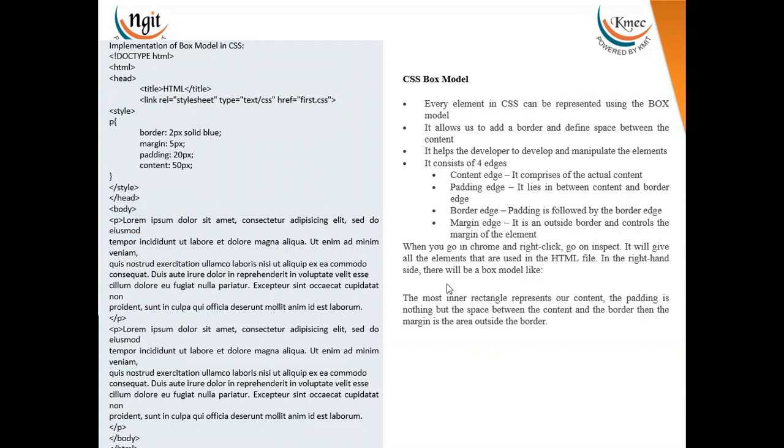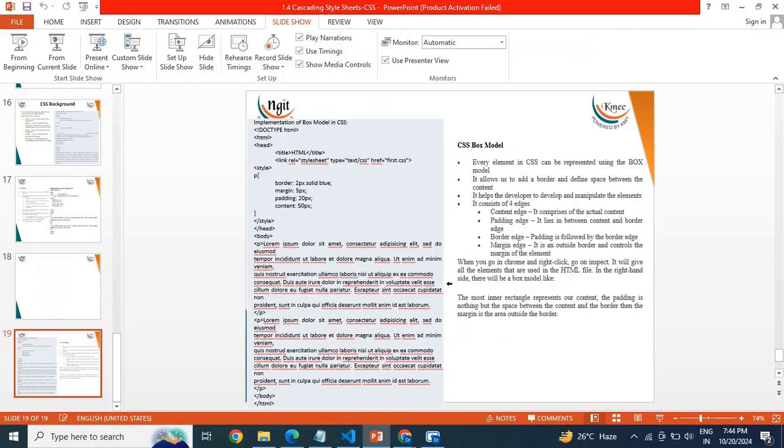Whenever you go to Chrome, right click and go to inspect, you can find all the elements that are used in HTML5. On the right hand side there will be a box model. I'll show you how it looks. So this is about CSS.